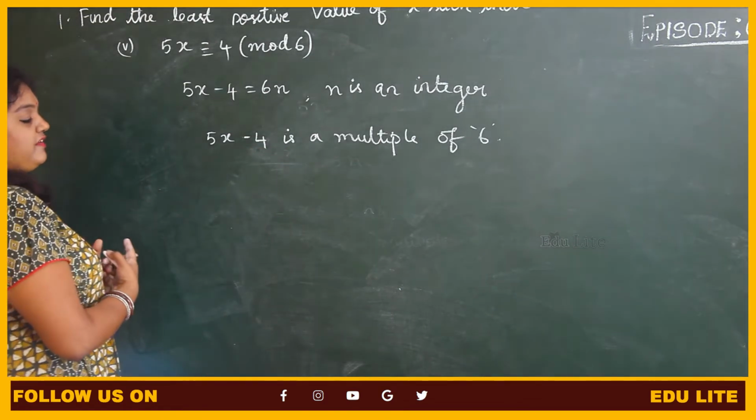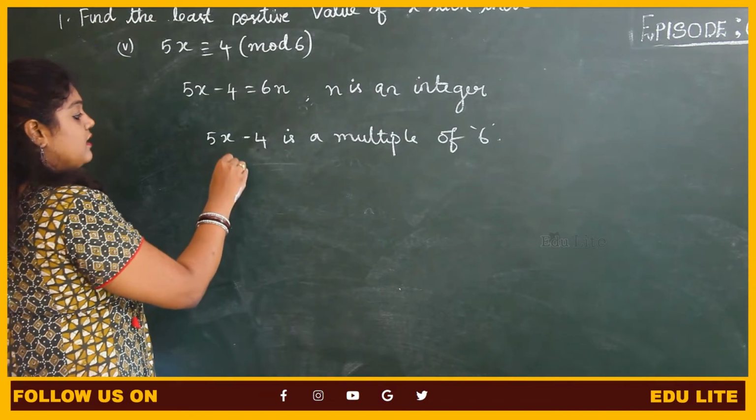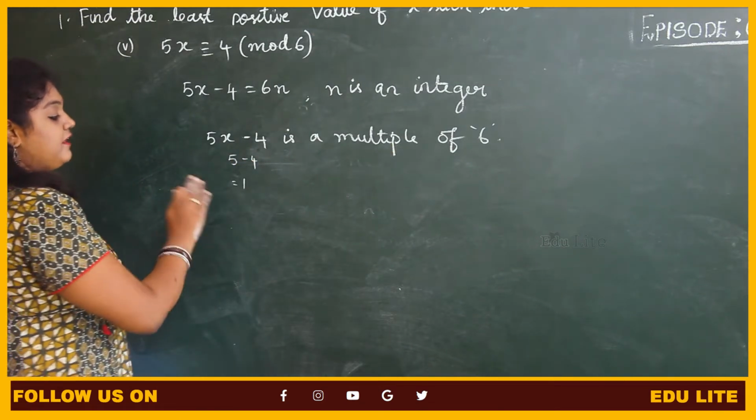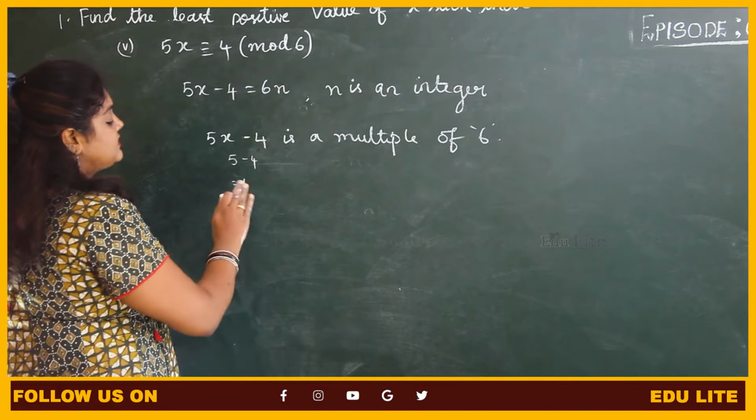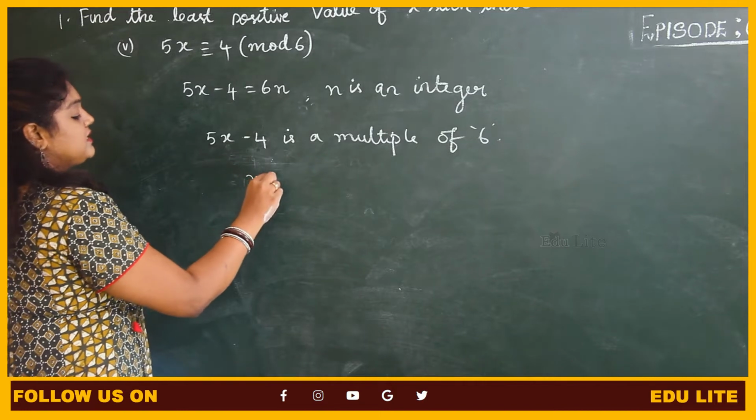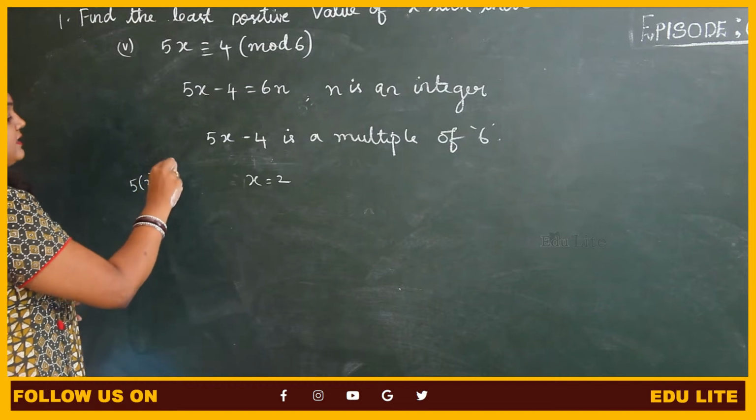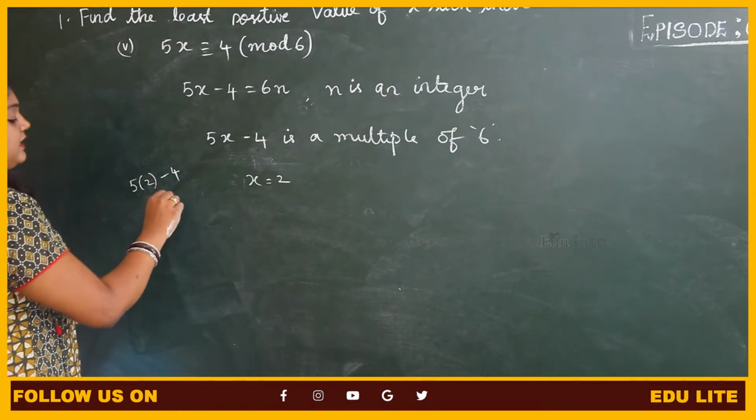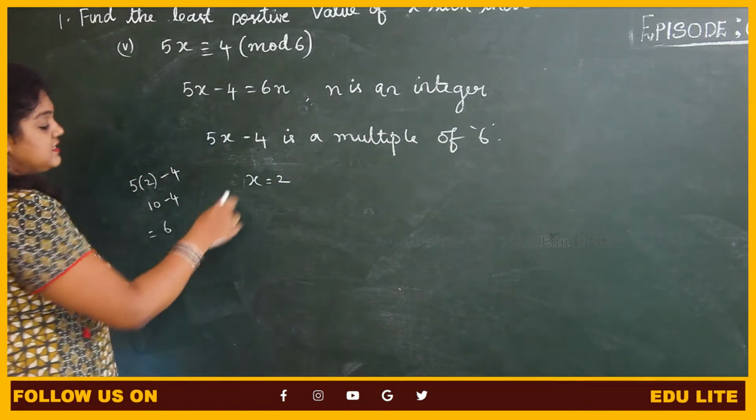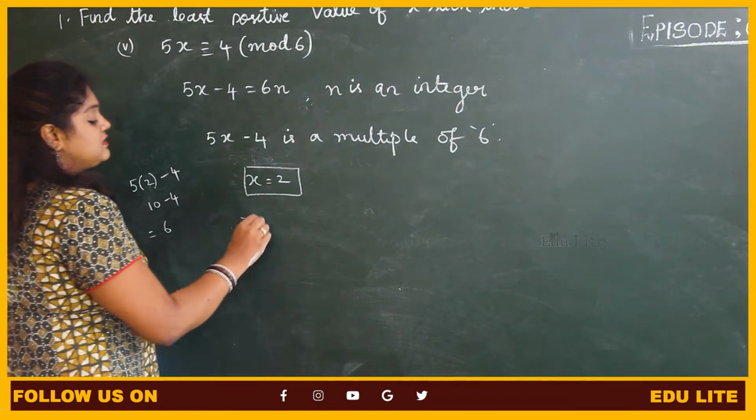If I choose the value of x equals 1, what will I get? 5 into 1 is 5, minus 4 will give me 1, which is not a multiple of 6. Therefore, there is no possibility of choosing x as 1. Next, let us choose x equals 2. If I choose x equals 2, 5 into 2 minus 4, 5 2s are 10, minus 4 will give me 6. Yes, of course, 6 is a multiple of 6. Therefore, we can choose the value of x equals 2. The least positive value of x is 2.